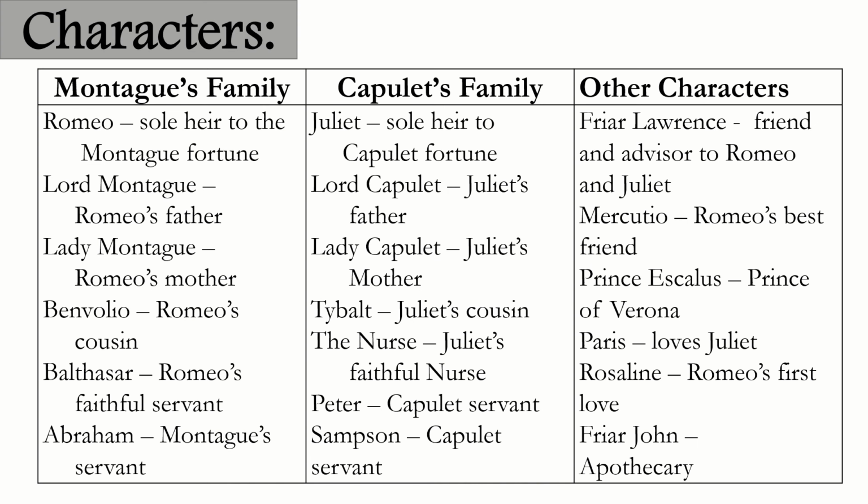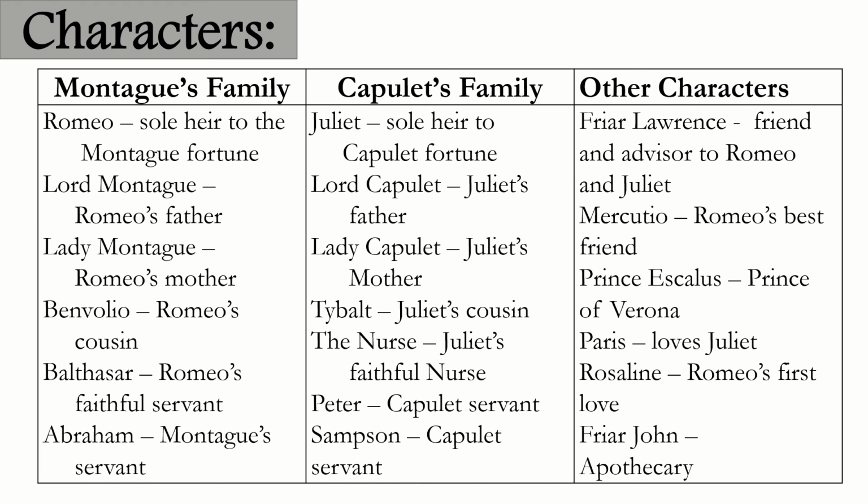Here are the characters in Romeo and Juliet. Montague's family. Romeo, sole heir to the Montague fortune. Lord Montague, Romeo's father. Lady Montague, Romeo's mother. Benvolio, Romeo's cousin. Balthazar, Romeo's faithful servant.